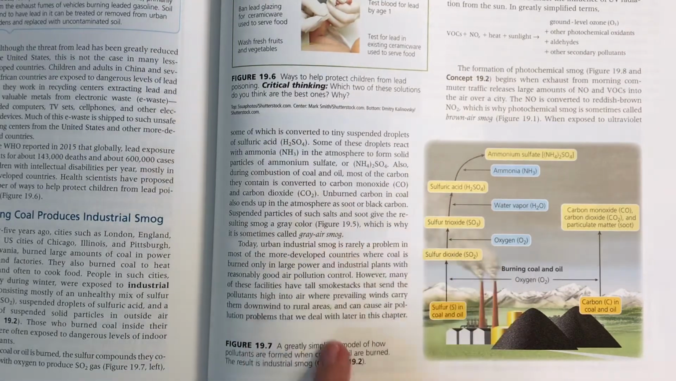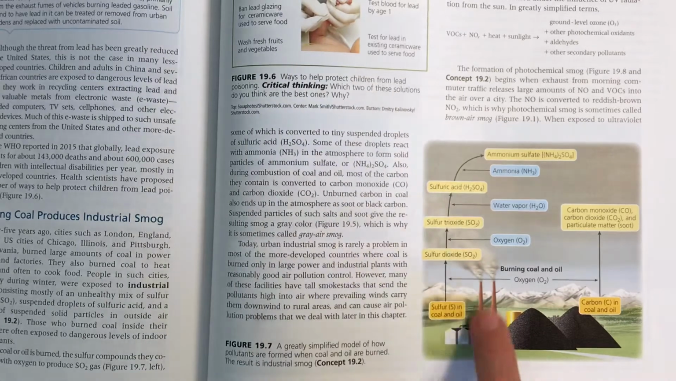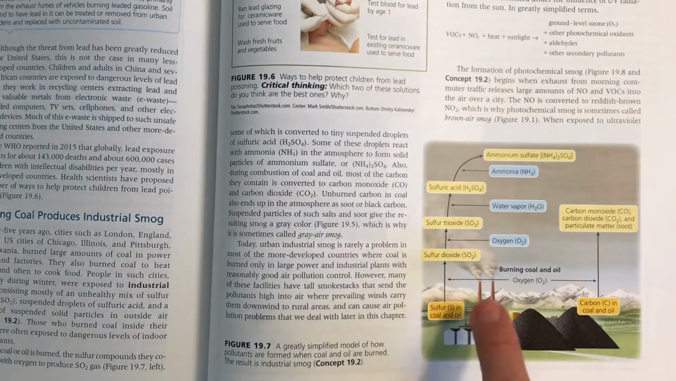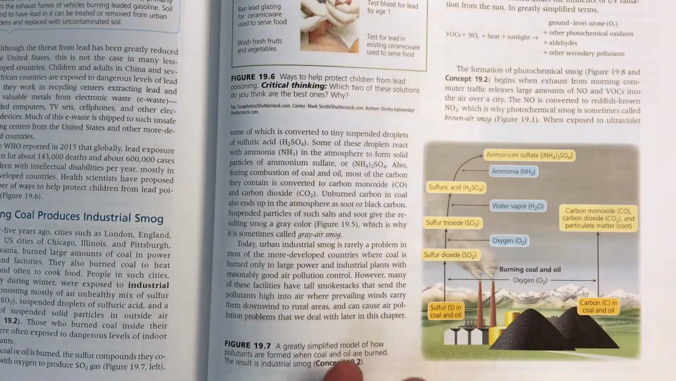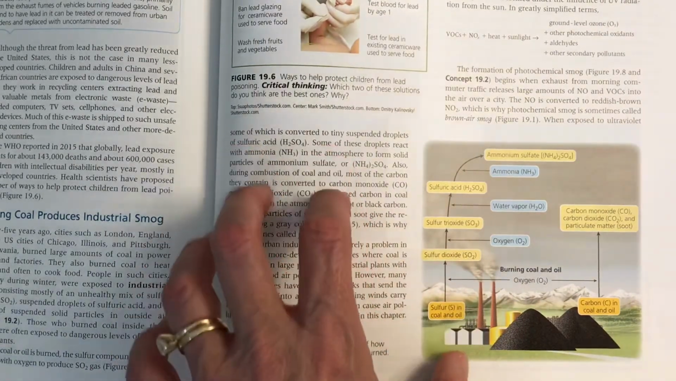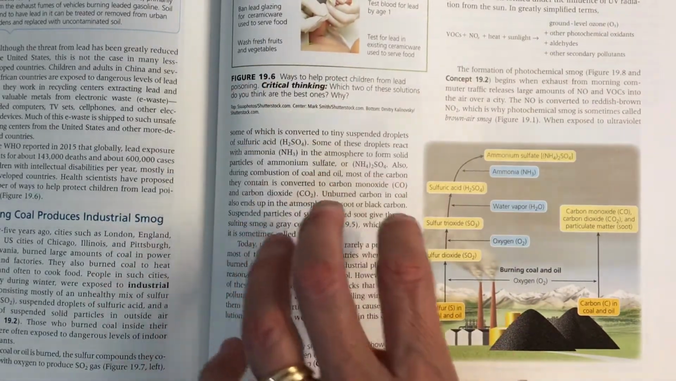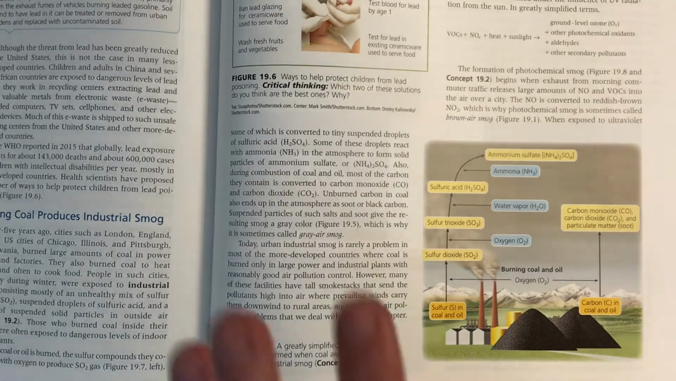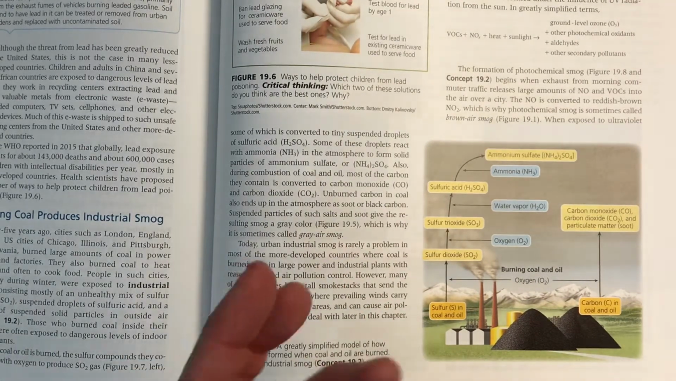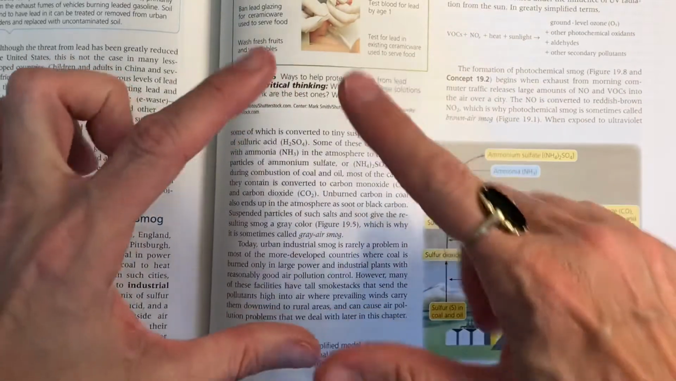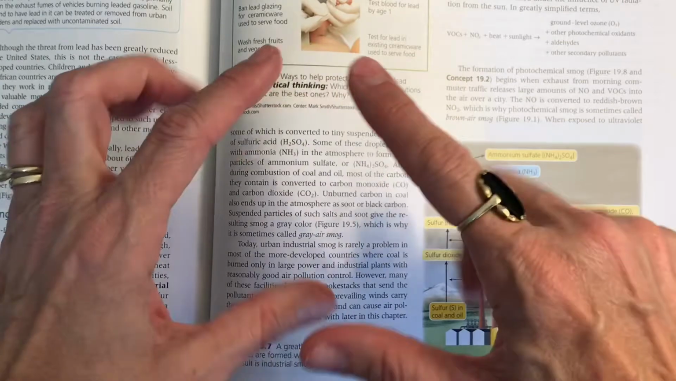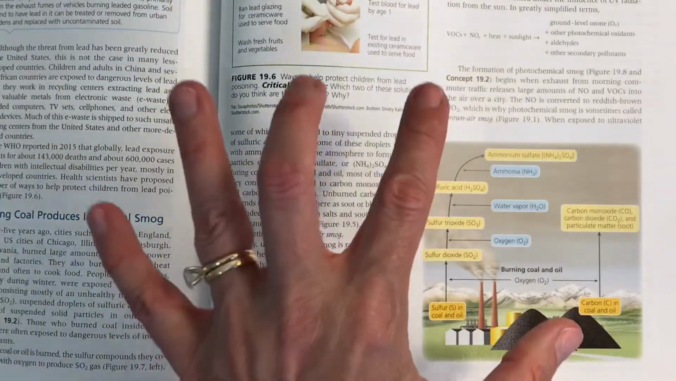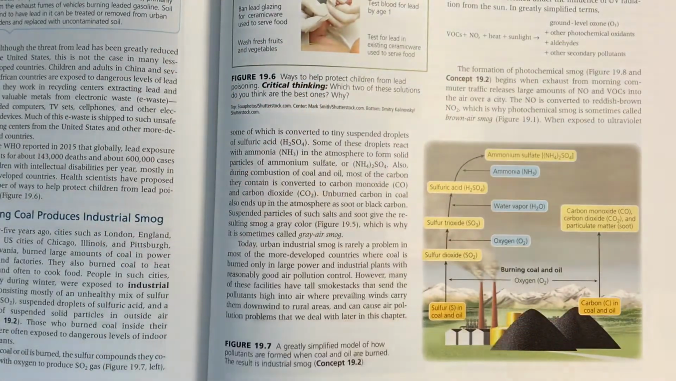This is largely not an issue anymore because there are safeguards in place in developed countries that keep this from entering the atmosphere, and then also in developed countries you don't use coal for cooking anymore. So industrial smog now is a largely developing country problem. So remember, the tie-in there is that if you're shown an age structure diagram that's a triangle, which, as I'm sure you remember, is a developing country triangle, that also means they are more likely to have industrial smog issues there as well.